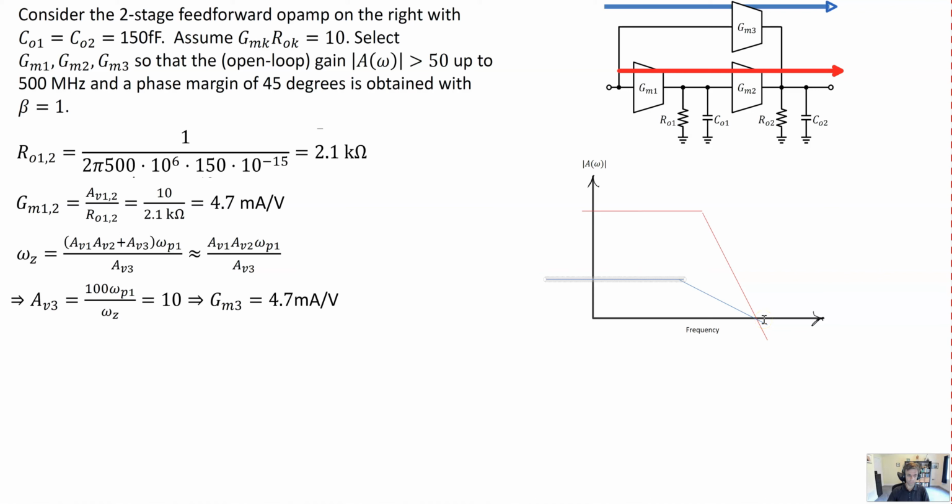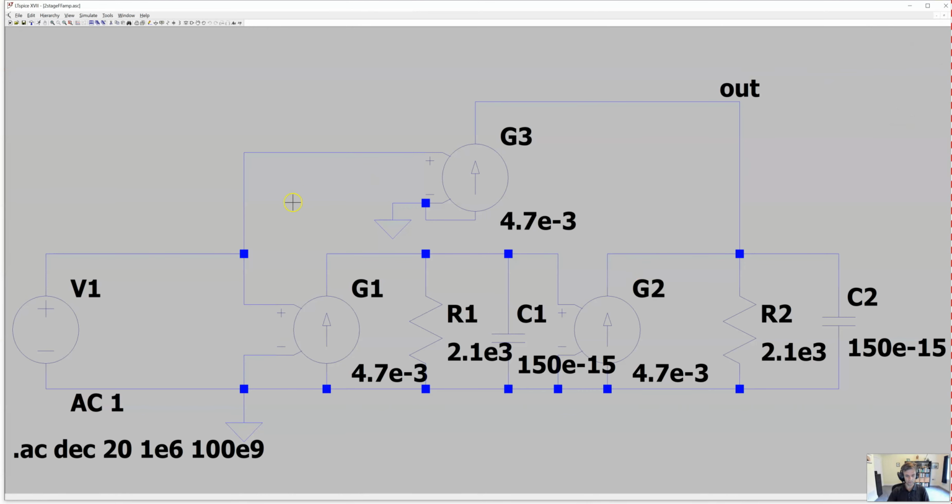So that's all good for the hand calculations. Let's see how it works out in simulations. We've got that entered here into our simulator. You can see the transconductances are all 4.7 milliamps per volt for GM1, GM2, and GM3. The capacitance is 150 femtofarads at each node, and the output resistance is 2.1K as we calculated. I'm just going to run an AC simulation here to see what kind of phase margin we get.